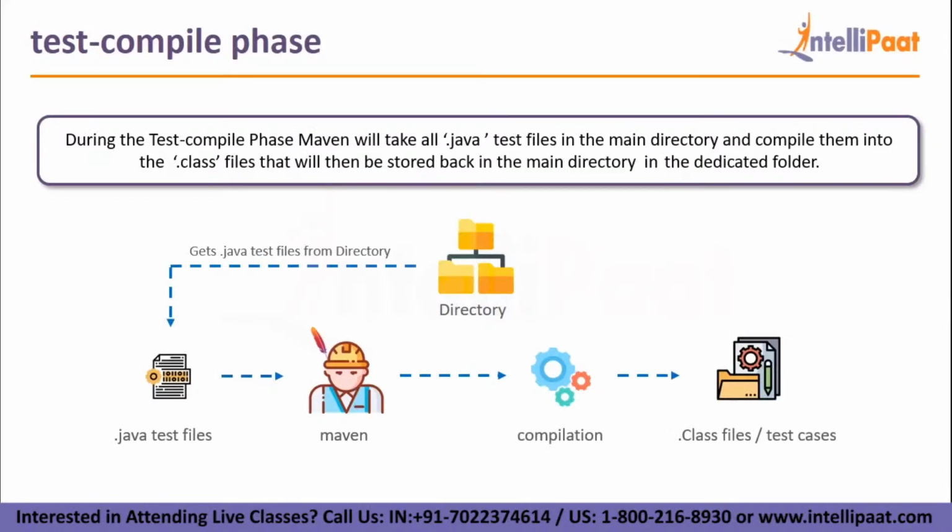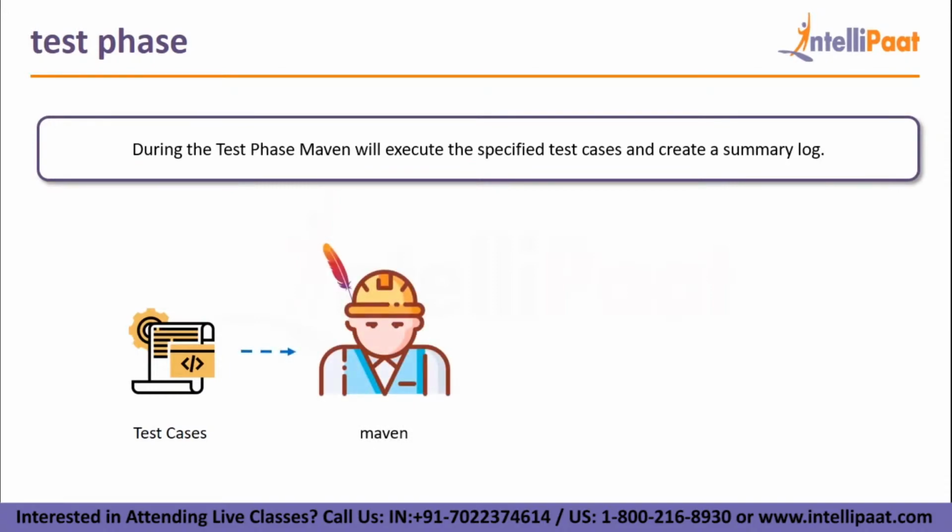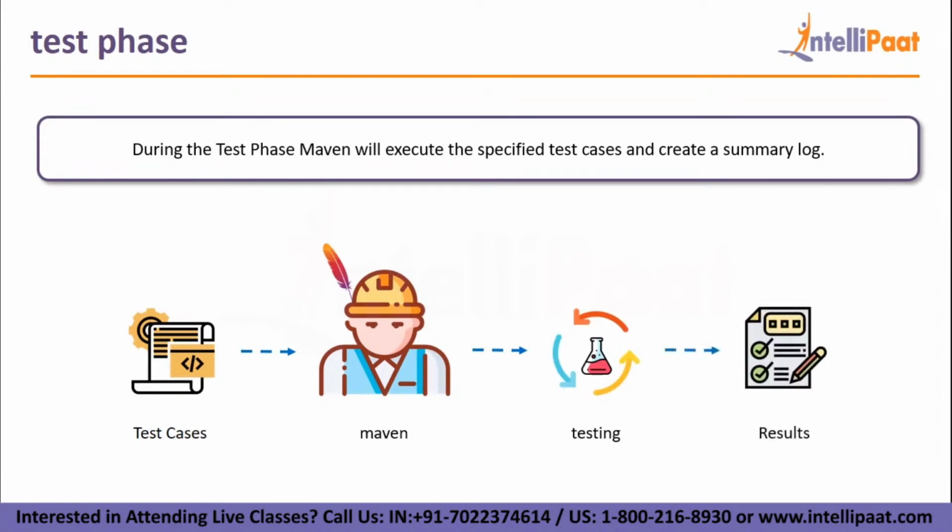And then stores them back into the dedicated folder. The next phase is the test phase. During the test phase, Maven will execute the specified test cases and create a summary log. What happens during this phase is that Maven will take test cases and run them on the source code. This will create a summary of how the test cases performed, which will be stored in the directory too.